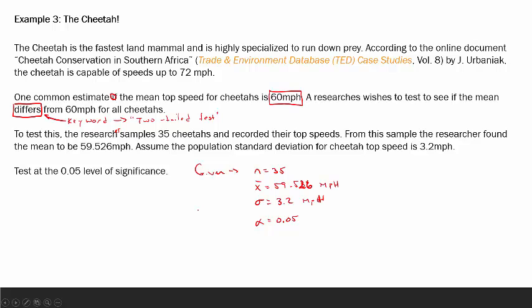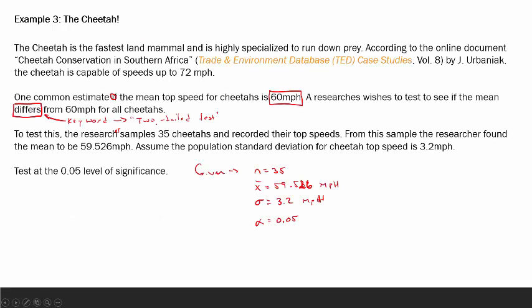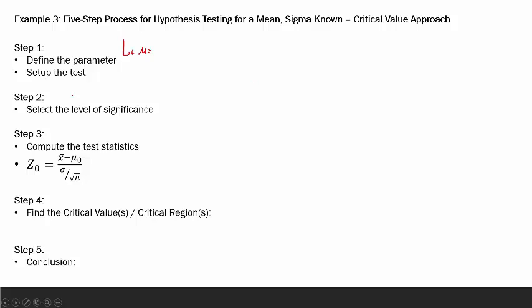Okay, so let's go through the 5 steps. Step 1, let's define the parameter. What are we investigating here? We're going to let mu be equal to the mean top speed of cheetahs.